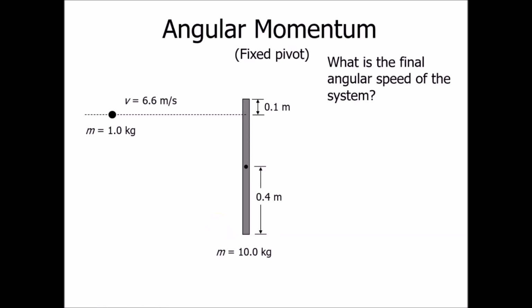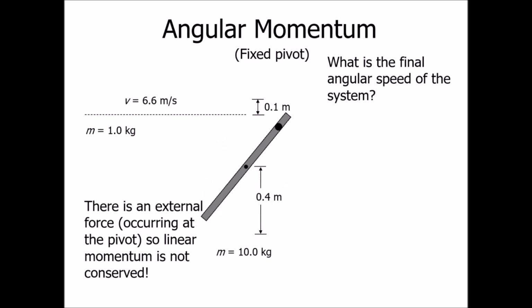So let's look at a situation where we have this clay ball coming in and hitting this rod that's fixed about the center here. Let's figure out what the angular speed of this system would be. And notice it gets stuck to it. So there's an external force occurring at the pivot, so linear momentum will not be conserved for this system of the clay ball and this rod.